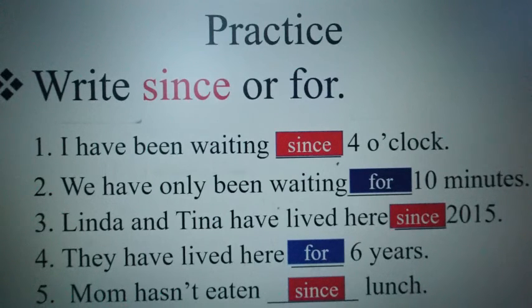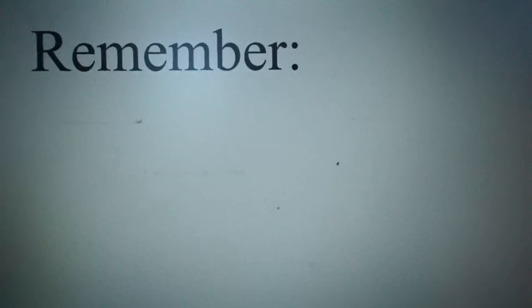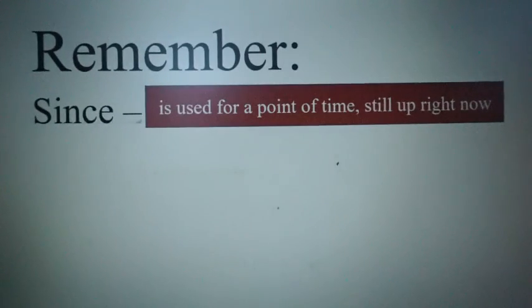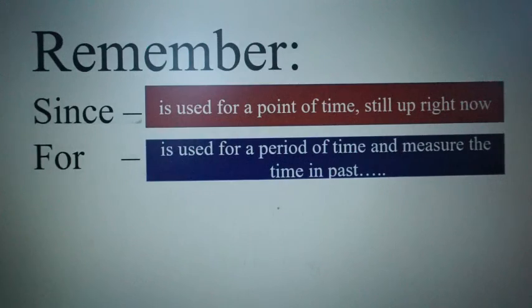So number one, "I have been waiting since 4 o'clock." Number two, "We have only been waiting for 10 minutes." Number three, "Linda and Tina have lived here since 2015," and number four, "they have lived here for 6 years." And number five, the last one, "Mom hasn't eaten since lunch." Remember, since is used for points in time that still continue up to right now, and for is used for a period of time, to measure the time in the past.